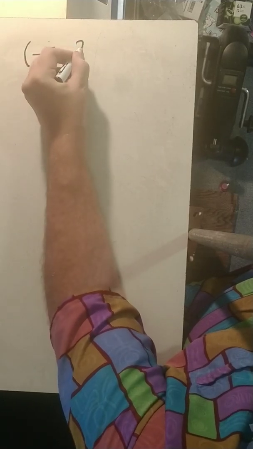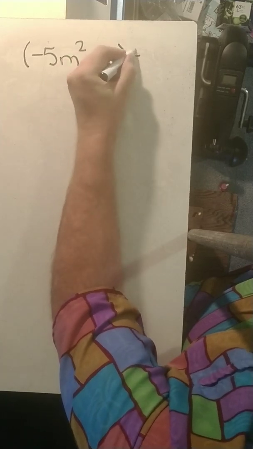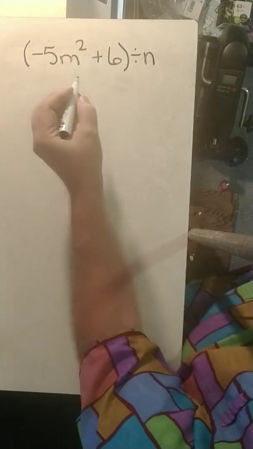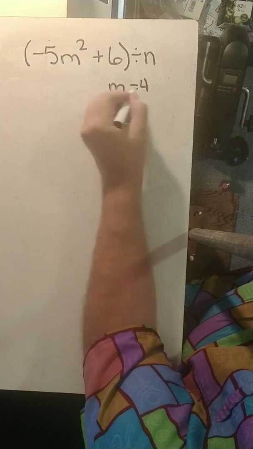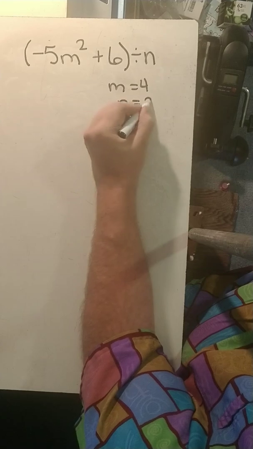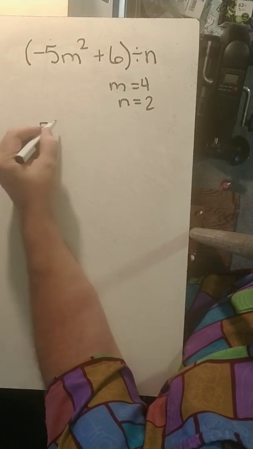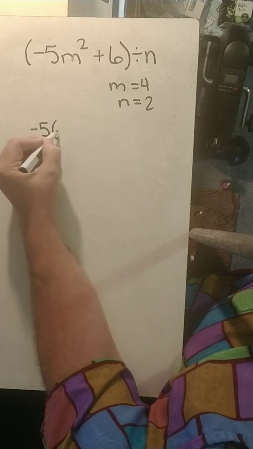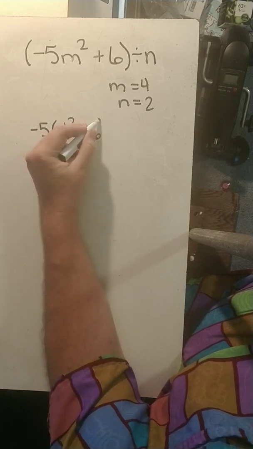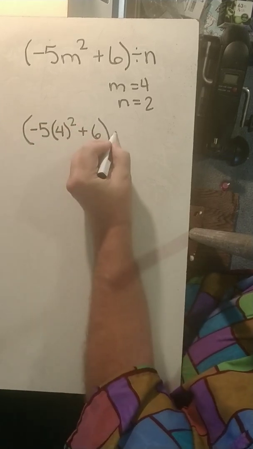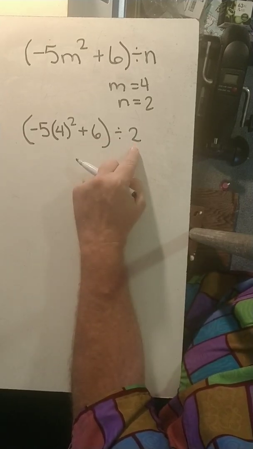All right, this one gives us negative 5m squared plus 6 divided by n. And it wants us to evaluate it where m equals 4 and n equals 2. So, negative 5 times 4, and that's squared, plus 6, and that whole thing divided by 2. So we need to get all this together first before we divide it by 2.